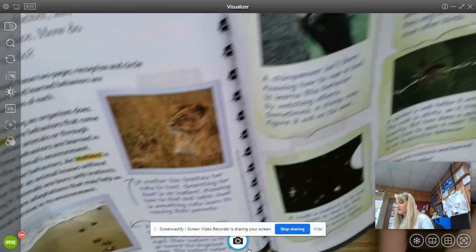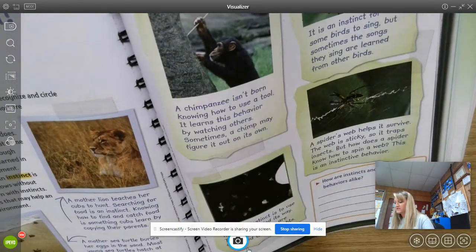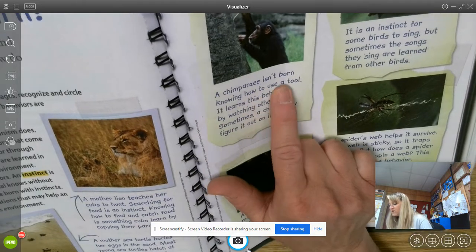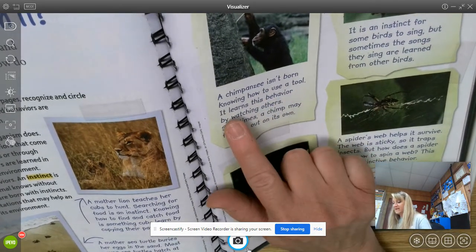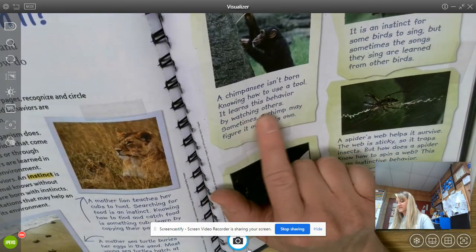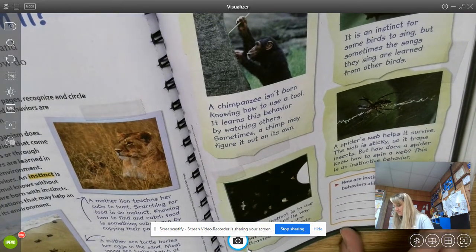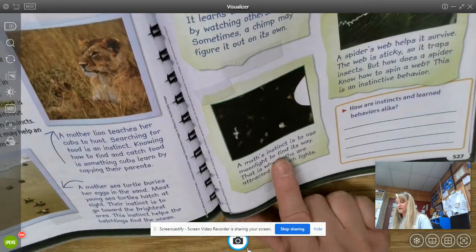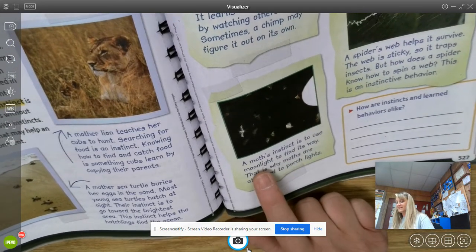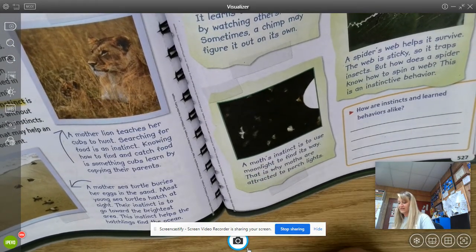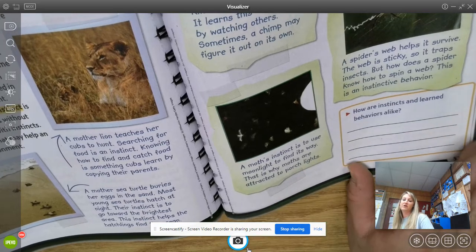Okay. Just a couple more. I'm not going to go through all these. A chimpanzee isn't born knowing how to use a tool. It learns the behavior by watching others, and sometimes a chimp may figure it out on its own. Instinct, you already know how to do it, is to use moonlight to find its way. That's why moths are attracted to porch light. They know to go toward the light.